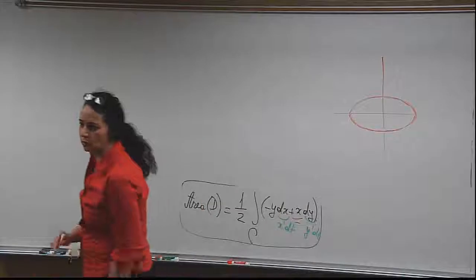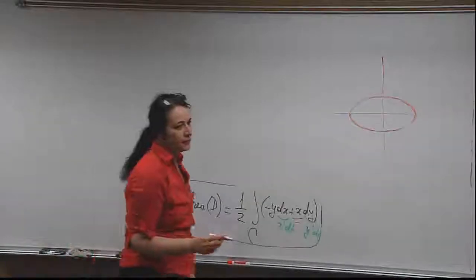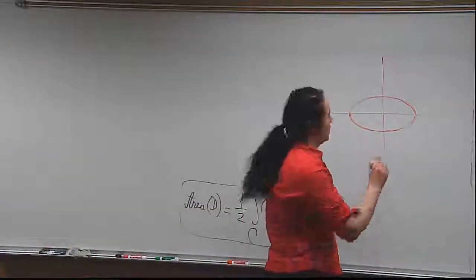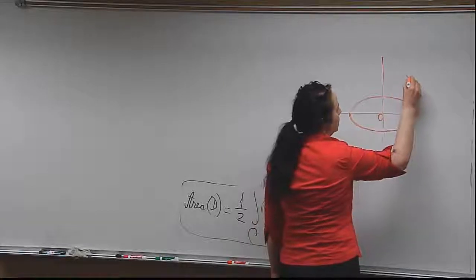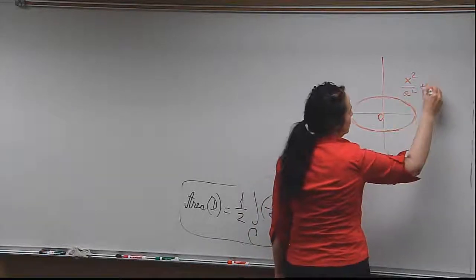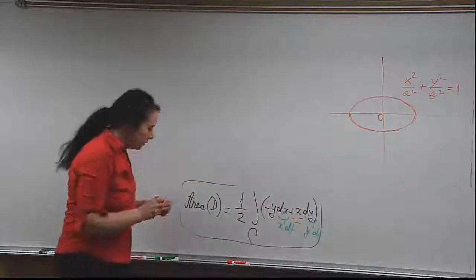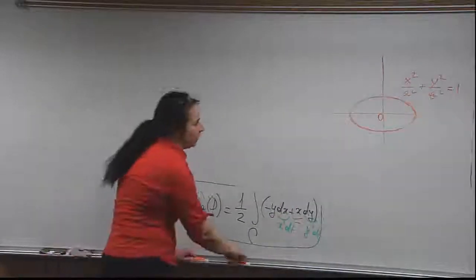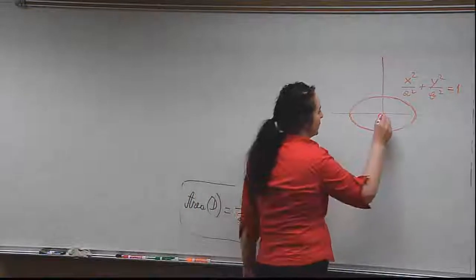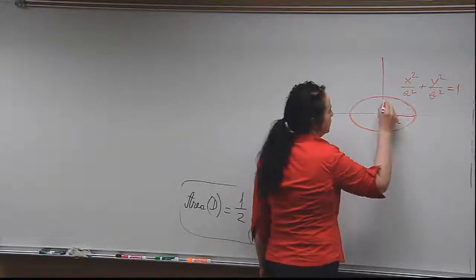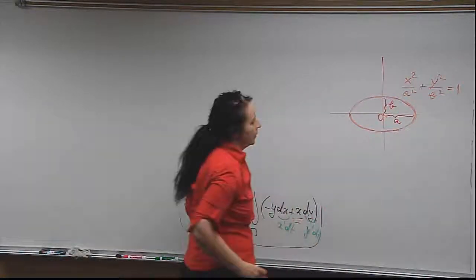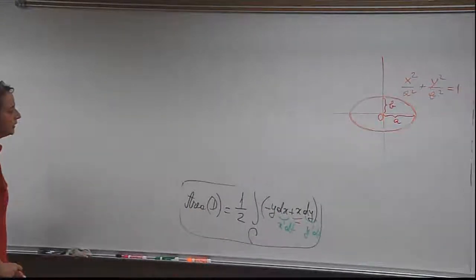Okay, so I have the ellipse in standard form of center O, x squared over a squared plus y squared over b squared equals 1. And now you're going to tell me who is A and who is B. What are they called? Semi-axis, A and B. Good. Find the area.